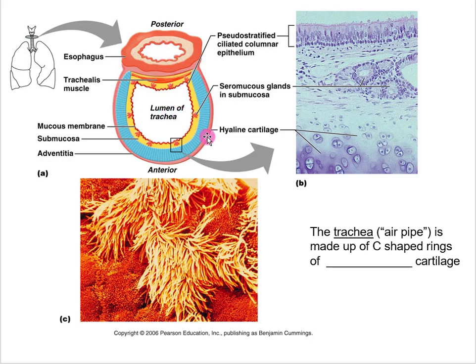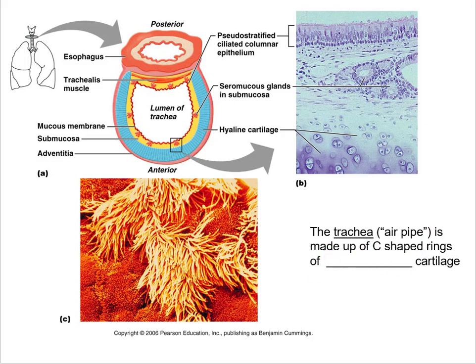Like in food pipe, air pipe. Now, the next thing is that when you look at the trachea itself, what I want you to see is that there's a whole bunch of mucus-producing cells in there, and it's lined with this pseudostratified ciliated columnar epithelium. That I would like you to know. It's pseudostratified ciliated columnar epithelium. And so the trachea, the air pipe, is made up of C-shaped rings made up of hyaline cartilage.